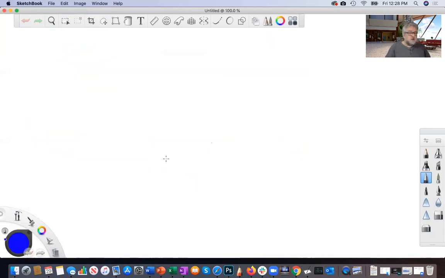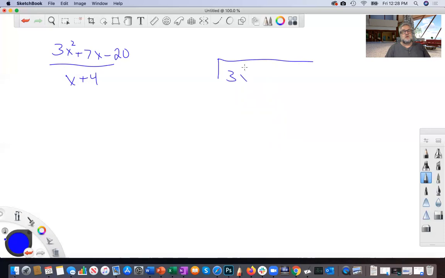Okay, let's try 3x squared plus 7x minus 20 over x plus 4. Okay, set it up. 3x squared plus 7x minus 20 over x plus 4. And let's see, x goes into here. We'd have to multiply that by a 3x. Okay, 3x. That'll make a 3x squared plus 12x.